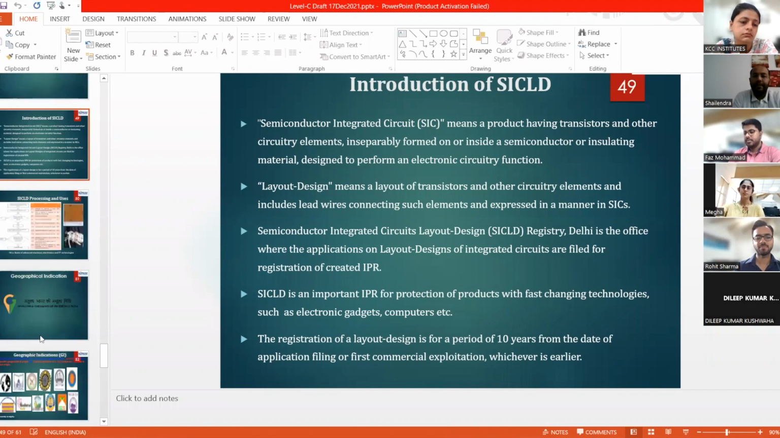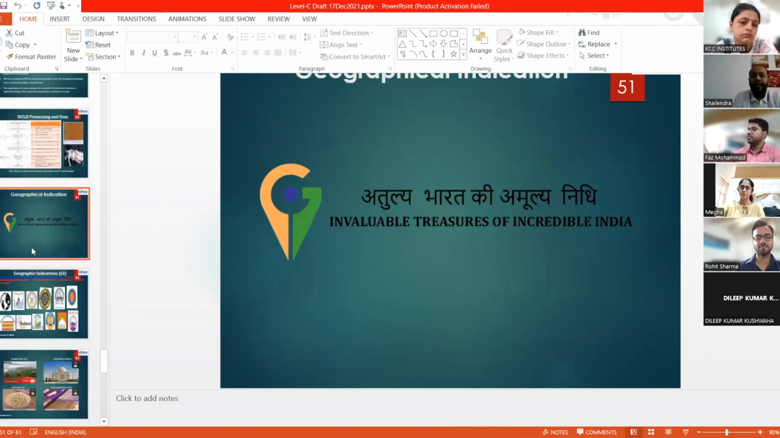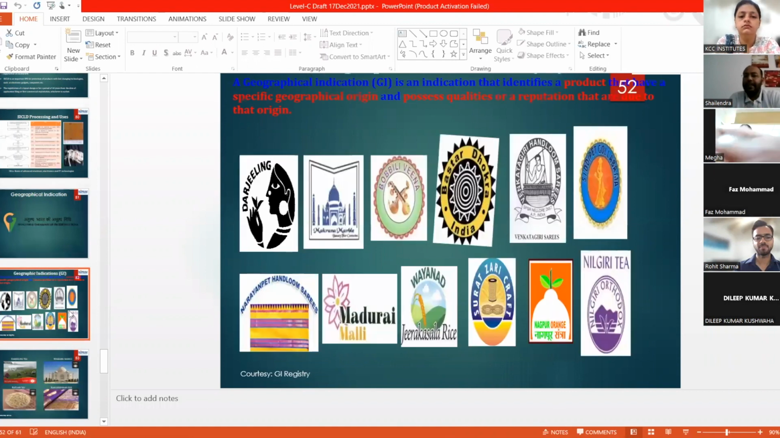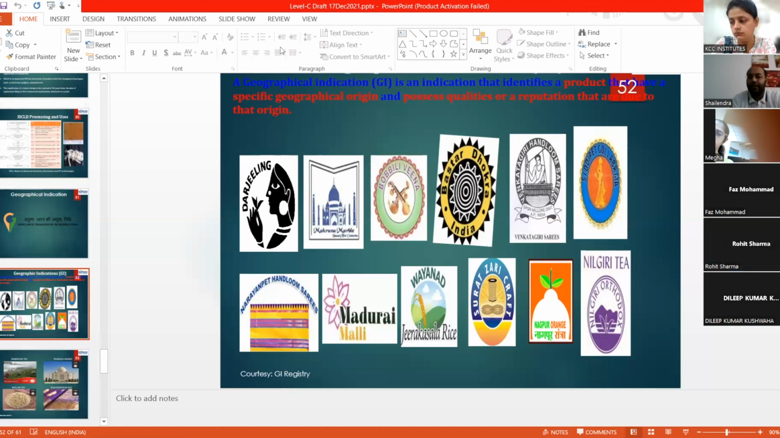Now the last IP that we have is the geographical indication. So what is a geographical indication? It means any product which belongs to a particular specific geographic origin and possesses a quality and reputation that are due to that origin only. Maybe the climatic condition is different, the soil is different, the people who are growing it are different, or their art form is different.